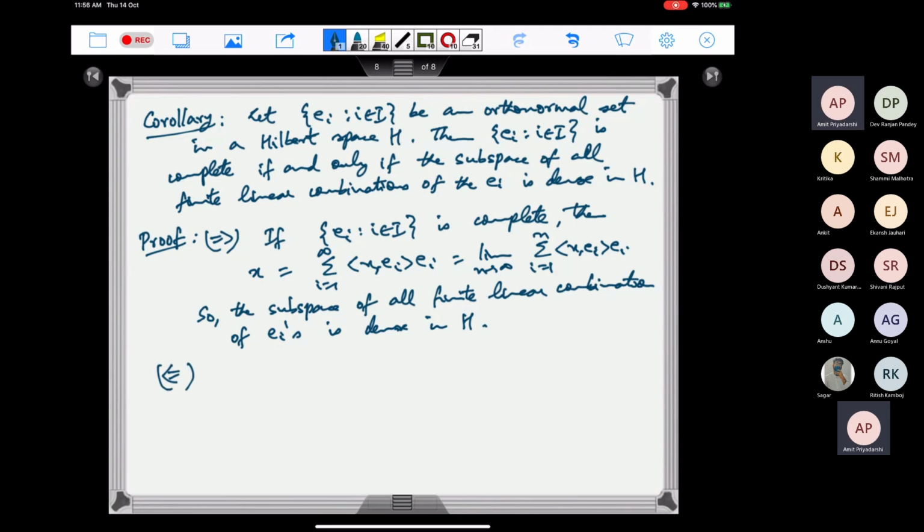The other way, suppose this is a dense subspace, then we want to show that ei is complete. So for that, we will show that if there is any vector which is orthogonal to all these ei, then it has to be 0. And that was the statement 2, so that will imply that the set is complete.